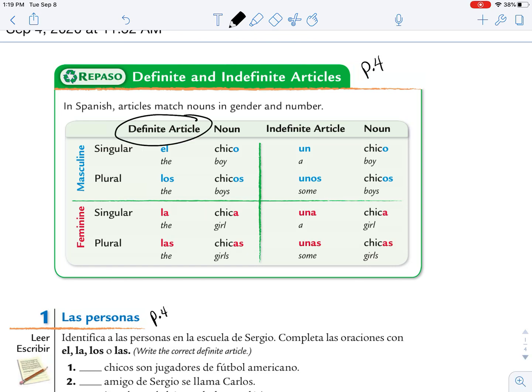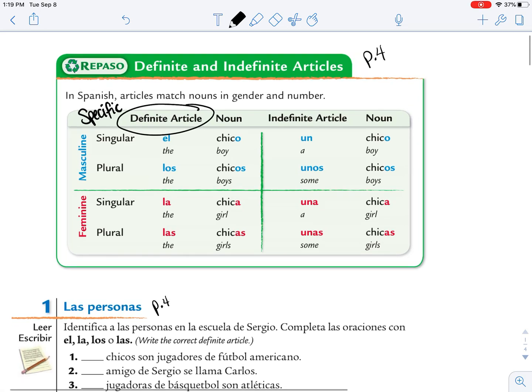All right, the definite articles are going to talk about something specific. In the case of, you can look at the examples here, el chico. El chico, for the boy. We're talking about a specific boy, the boy. Or los chicos, the boys. Again, you'll notice both the singular and the plural forms are the same in English. Both are the.